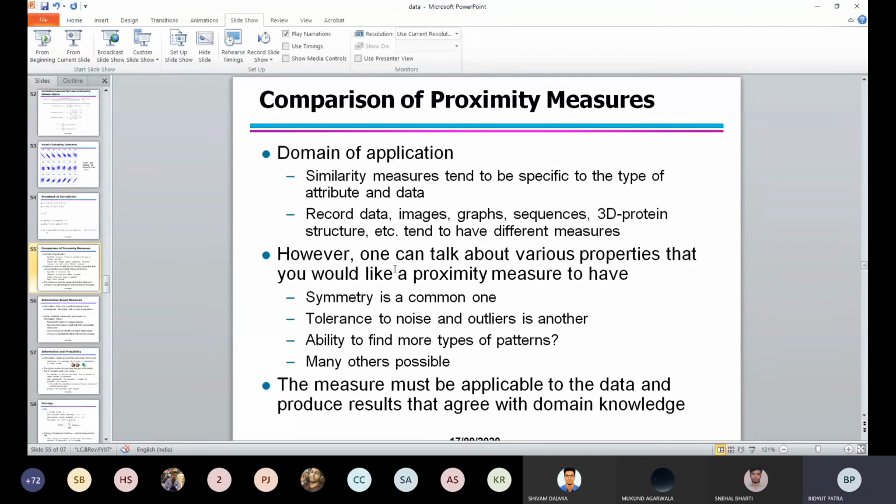There is something called domain of application, obviously in the comparison of proximity measures. For domain of application, similarity measures tend to be specific to the type of the attributes and the data. As I said, you know all the ways to compute similarity or dissimilarity. But obviously, you have to use your intelligence while applying data mining techniques where you need to compute the similarity or dissimilarity value. Okay.